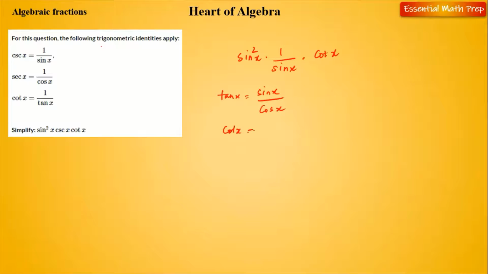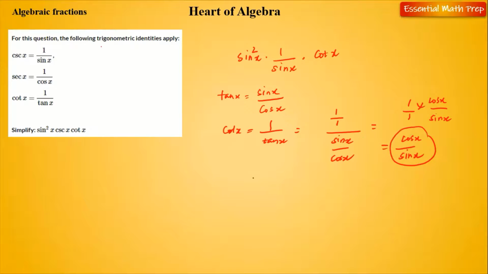Cot x is 1 over tan x, right? That's essentially 1 over sine x over cos x, so that's 1 times cos x over sine x. So that's cos x over sine x, which is cot x. Now let's substitute this expression in place of cot x. So it'll be sine squared x times 1 over sine x times cos x over sine x. So the two sine x cancel out. So the answer is cos x.